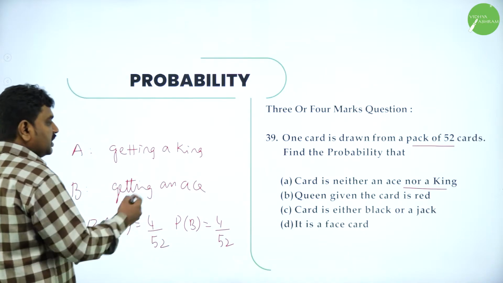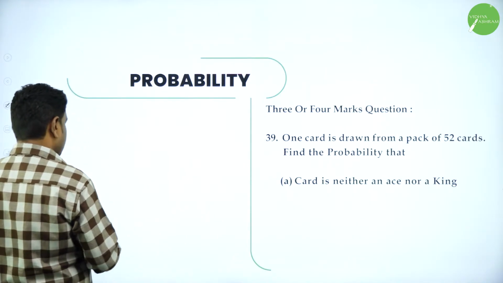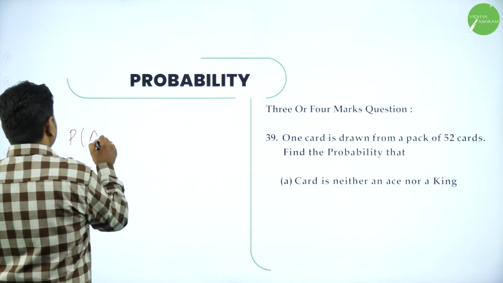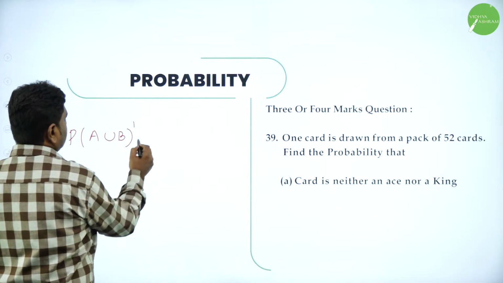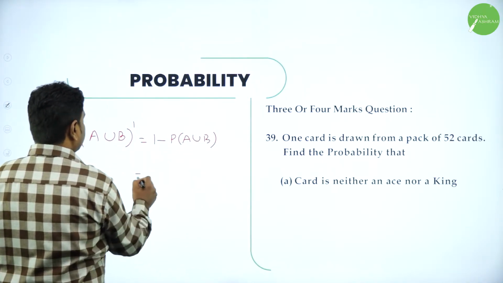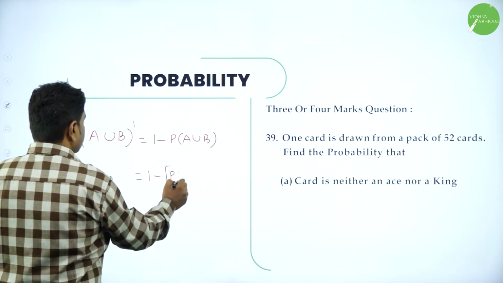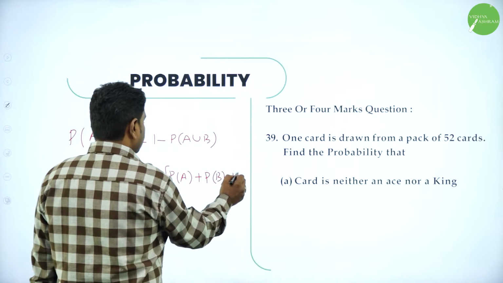So they want neither nor. So P of A union B whole dash they want. This can be written as 1 minus P of A union B. This can be written as 1 minus, P of A plus P of B minus P of A intersection B.